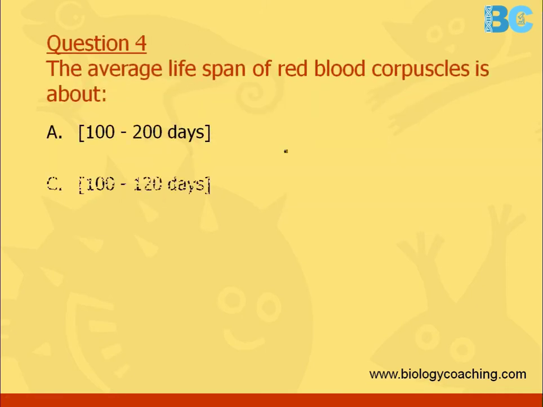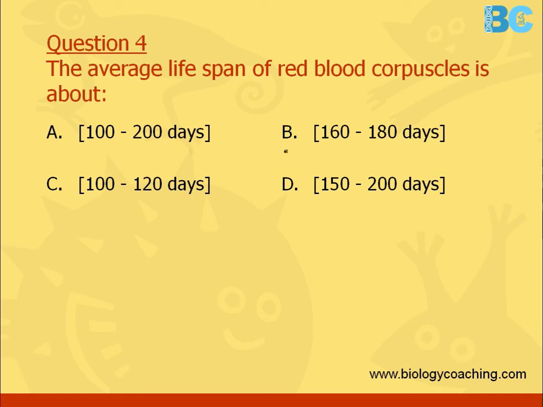Our fourth question is, the average lifespan of red blood corpuscles is about, and the options are 100 to 200 days. Second option is 160 to 180 days. Third option is 100 to 120 days, and the fourth option is 150 to 200 days. And the correct option is 100 to 120 days, because you know that the RBCs don't have a nucleus and they cannot repair themselves, and this is the reason they have short lifespans, on average 120 days.